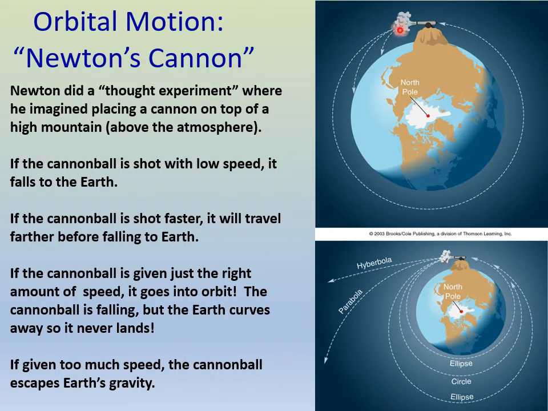Taking this a little bit further, if this cannonball is shot with even more speed, what happens here is instead of the orbit being a perfect circle, the orbit will start to become more elliptical, kind of an oval shape. And given enough speed, the cannonball could actually escape Earth's gravity completely. That's something called the escape velocity, which we'll maybe talk about a little bit later in the course.